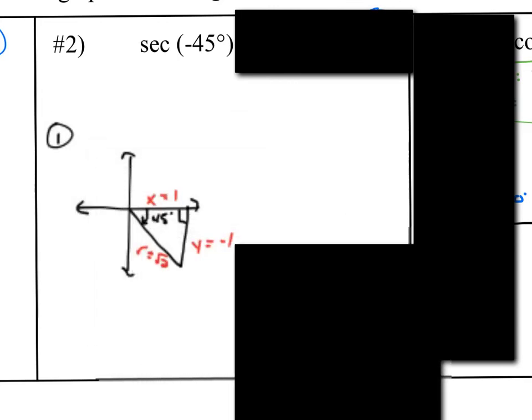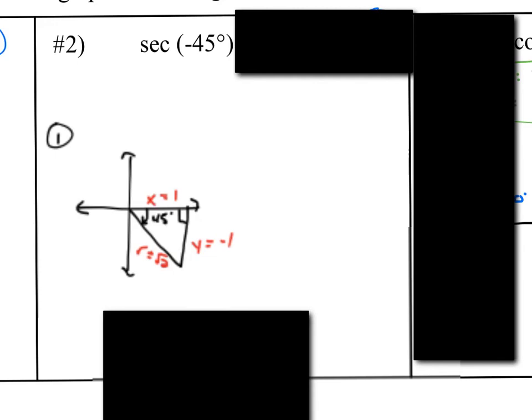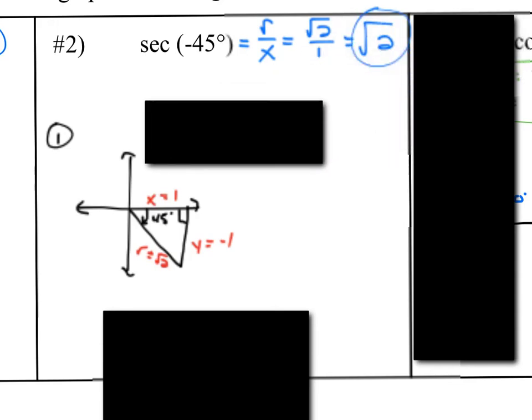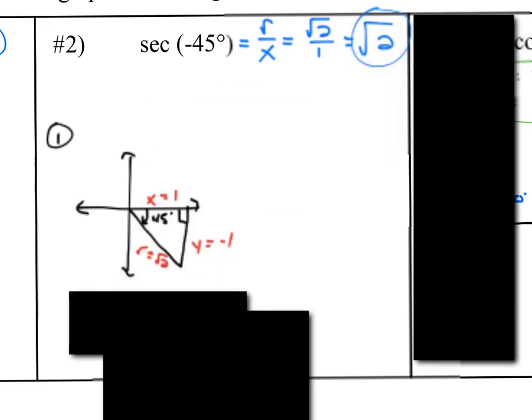Number 2 is secant of negative 45 degrees. If we draw negative 45 degrees, that's clockwise from standard position, which would be from the positive x-axis. So we're starting here at 0 and we're rotating clockwise 45 degrees. That would give us a 45, 45, 90 triangle. We can make x whatever we want. I'm going to choose 1. That makes y have to be negative 1. That makes r have to be the square root of 2. Secant is r over x, the reciprocal of cosine. R is square root of 2, x is 1. Square root of 2 divided by 1 is the square root of 2.